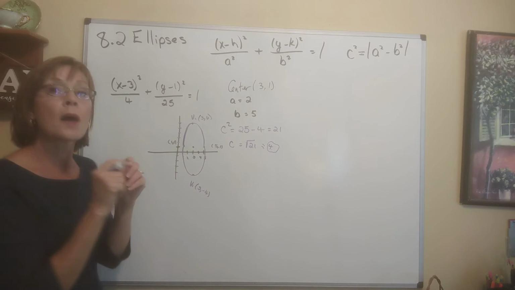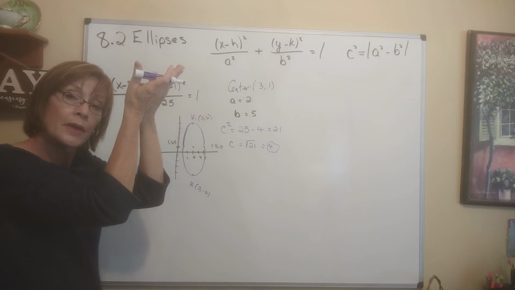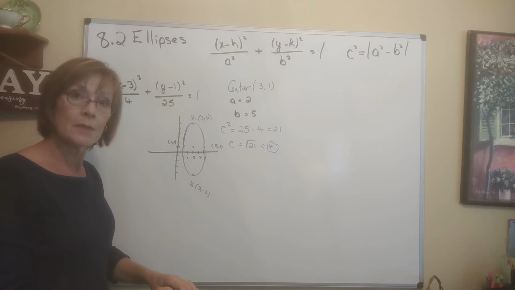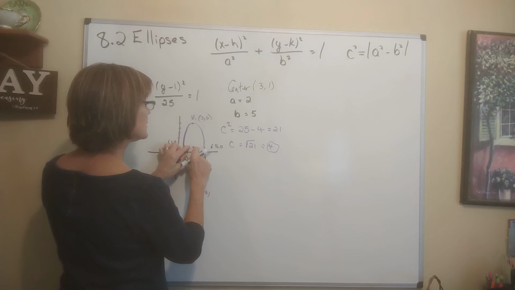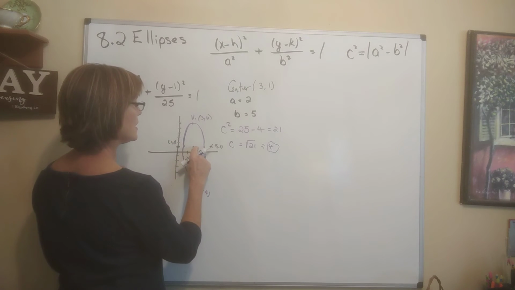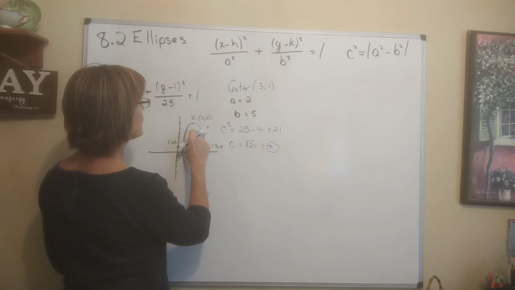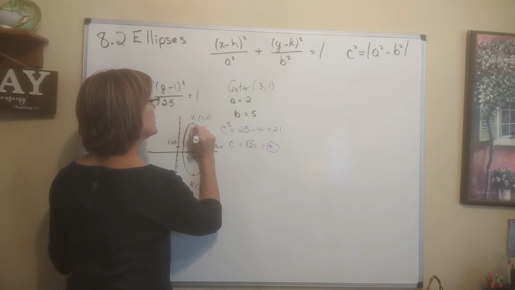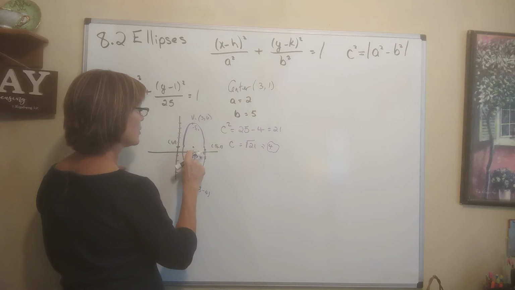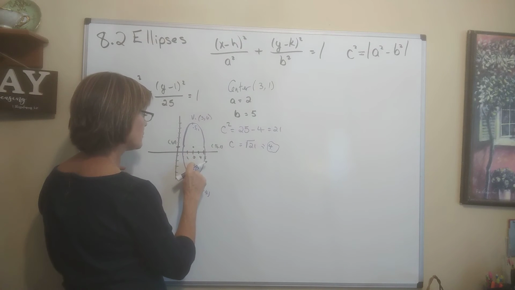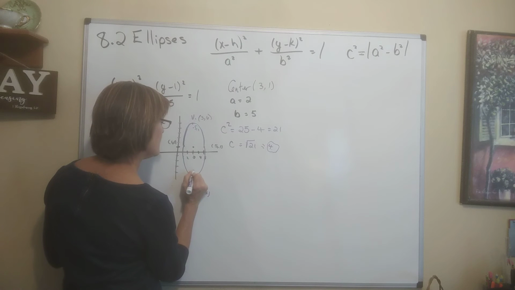So that means from the center, I'm going to move up C and down C to find my foci. From the center, which is at the point (3, 1), I'm going to go up 1, 2, 3, 4 point something, and I'm going to put my point and call that F1. I'm going to go down 1, 2, 3, 4 point something.